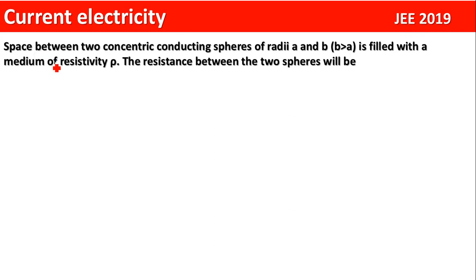In this video, we are going to cover 2019 JEE, which is from the current electricity chapter. The space between two concentric conducting spheres of radii A and B, where B is greater than A, is filled with a medium of resistivity rho. The resistance between the two spheres will be?